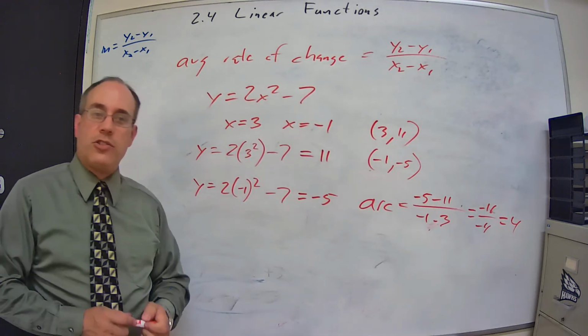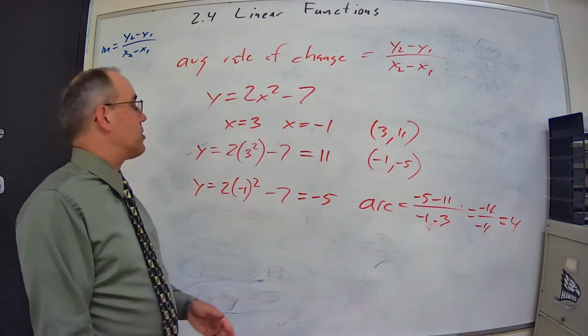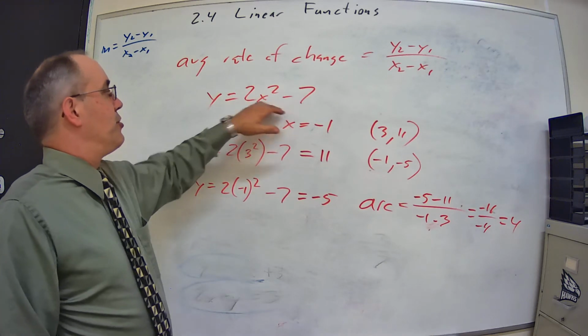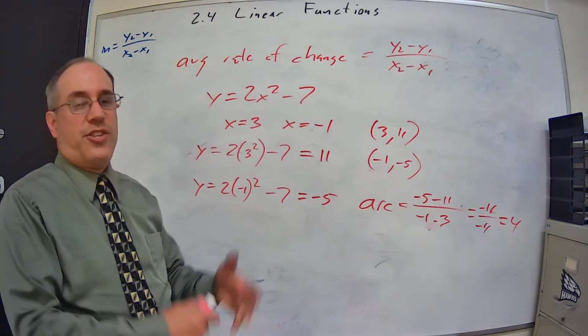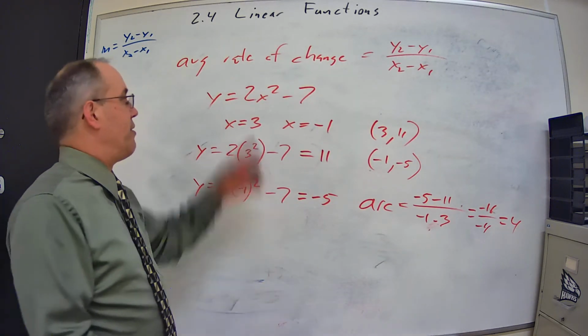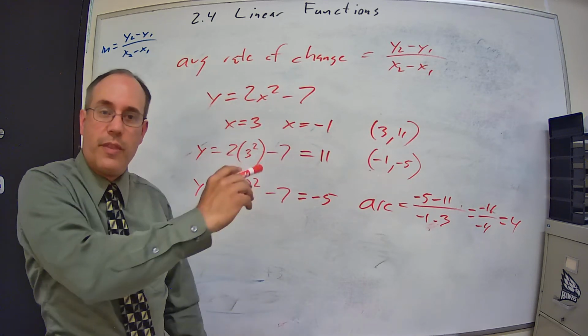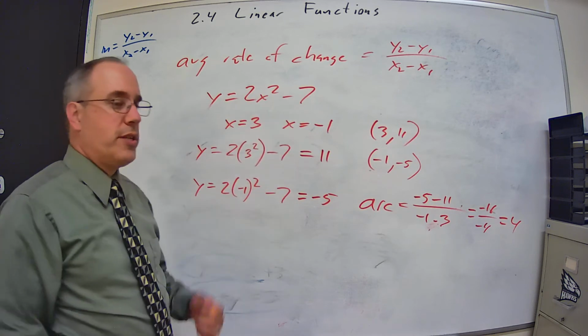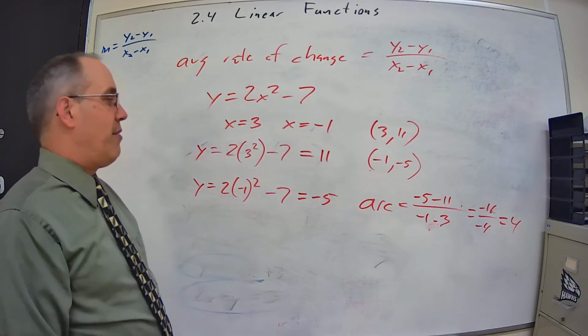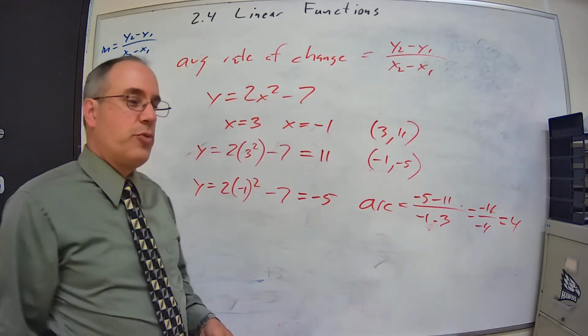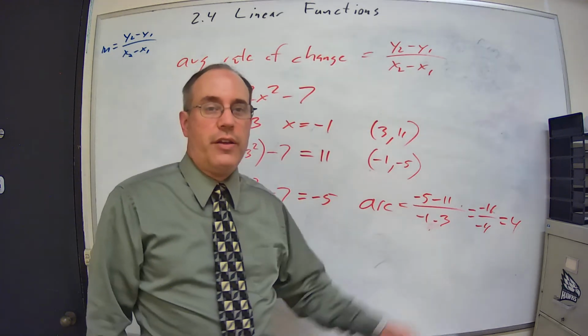So average rate of change. It's just finding slope, but we're finding slope by using 2 points on something that's not necessarily straight. In fact, this is a parabola. It's a nice curve. But we can take any 2 points on that curve and find the slope between those 2 points, which we call the average rate of change.